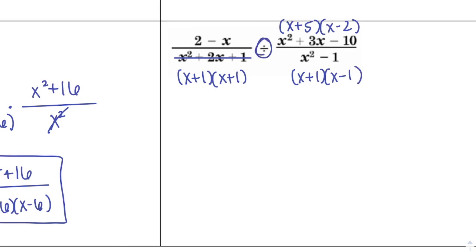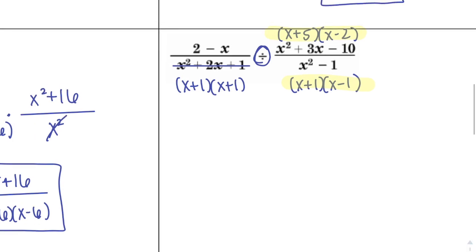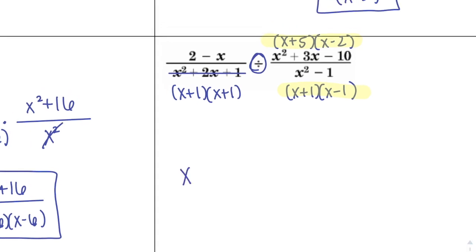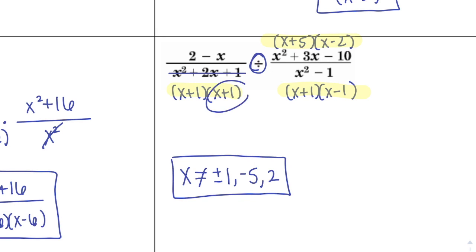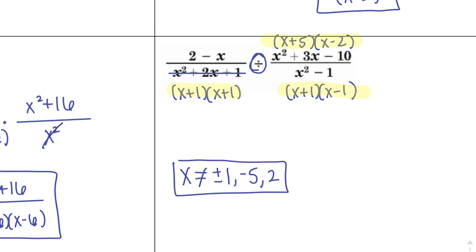And because I'm dividing, I need to look at both the numerator and the denominator when I state my restrictions. So x cannot equal positive and negative 1 or negative 5 or positive 2. Those are my restrictions. Remember, you set each piece equal to 0 and you solve. But now I need to keep, change, flip to see what actually is going to cancel out.